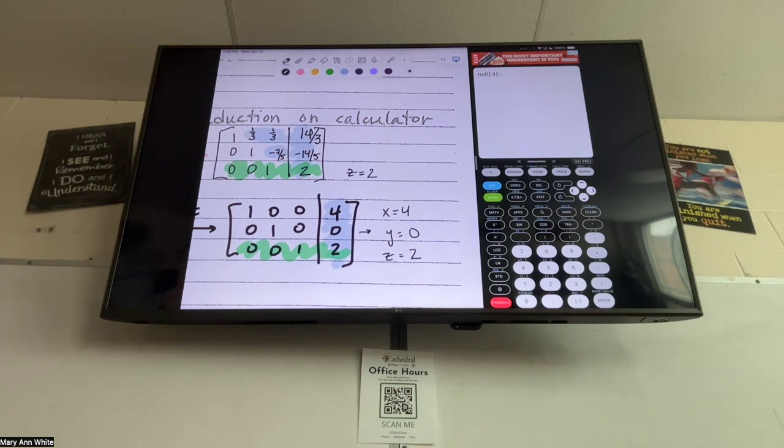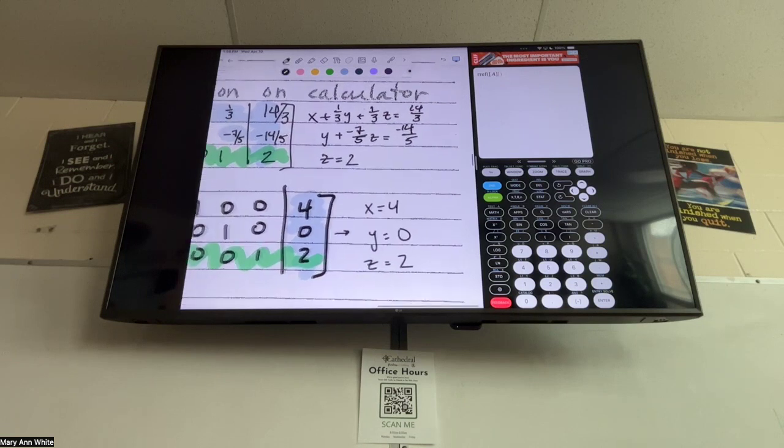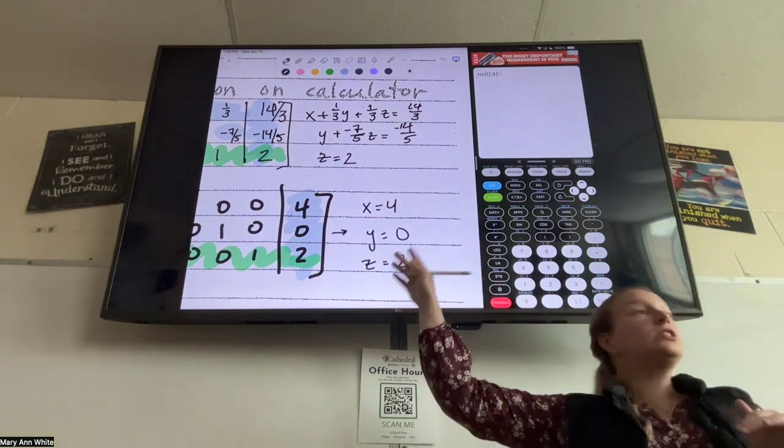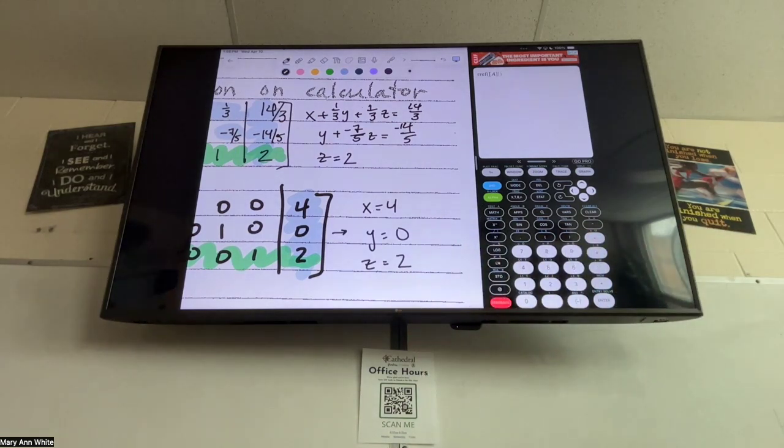But now I have not just one Y, I have one Y plus -7 fifths Z, and that equals -14 fifths. It also has not just an X by itself, but it has an X plus 1/3 Y plus 1/3 Z is equal to 14 thirds, period. This is the exact same thing as down here, but down at the very bottom, it solved it all out for us. What we need to do with the REF is to go back and substitute in.